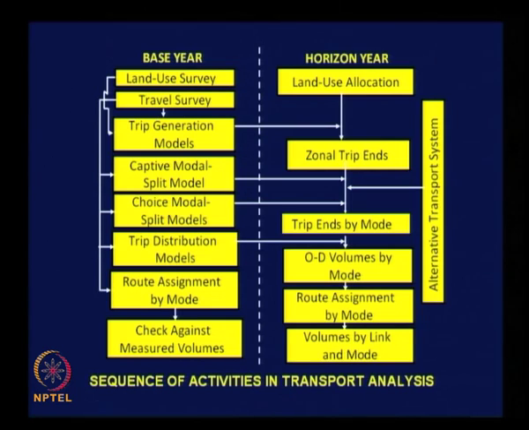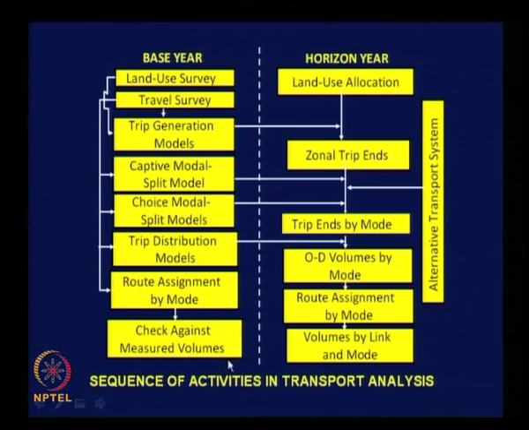You can treat that as a captive mode, or that commodity as a captive commodity, captive to only rail, right. So, this is also applicable in the case of goods transportation, then choice model split models, and then trip distribution and route assignment. Do the route assignment considering all the restrictions imposed on goods vehicle movement, and then add that to get the total volume of traffic that you obtain theoretically, and then check against measured volumes.